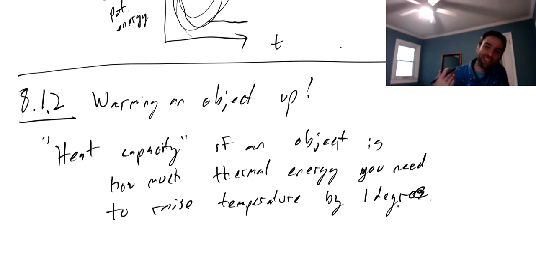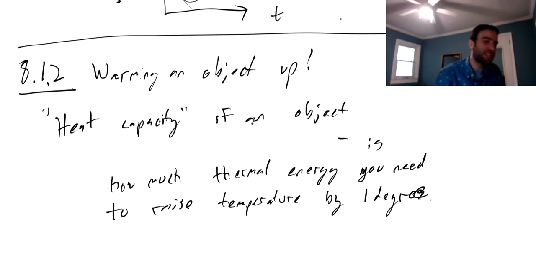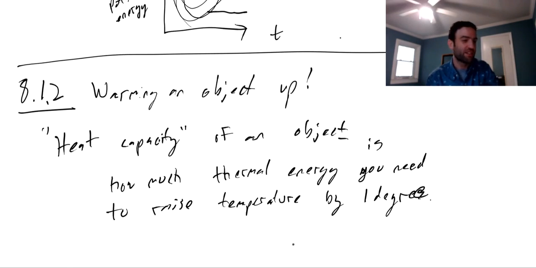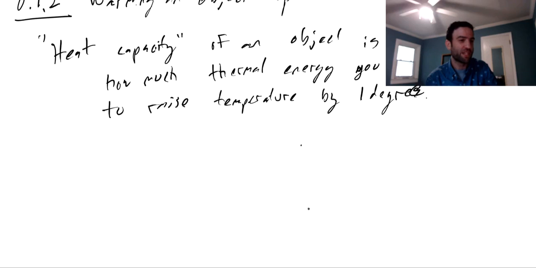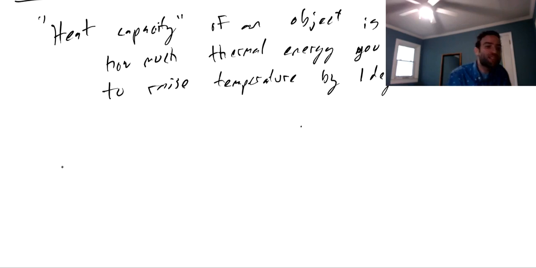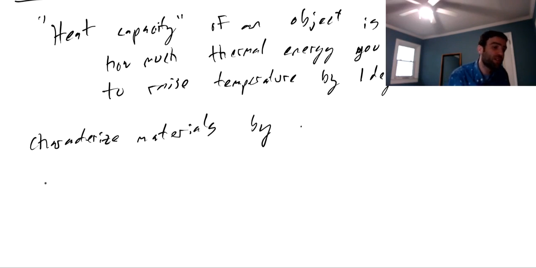And that's because the more atoms an object has, when you're adding thermal energy, you need to give enough thermal energy to make all of those atoms wiggle and dance by some new bigger amount. Okay. So heat capacity is kind of like this property of the object as a whole. It's sometimes easier to talk about specific heat. So instead, we'll characterize materials by specific heat.